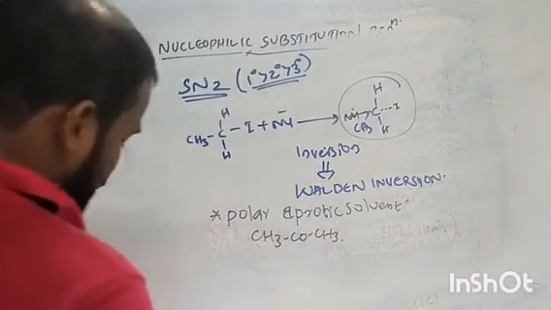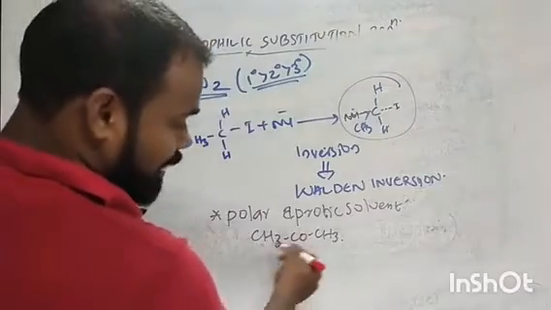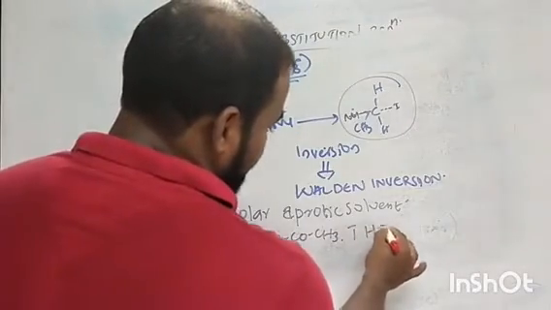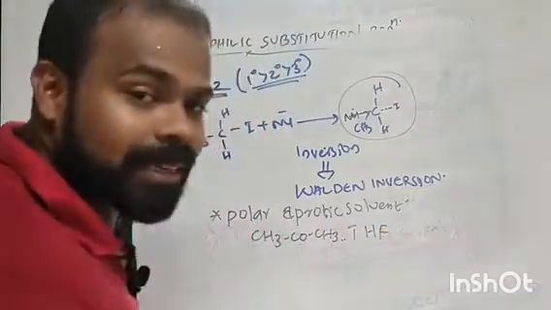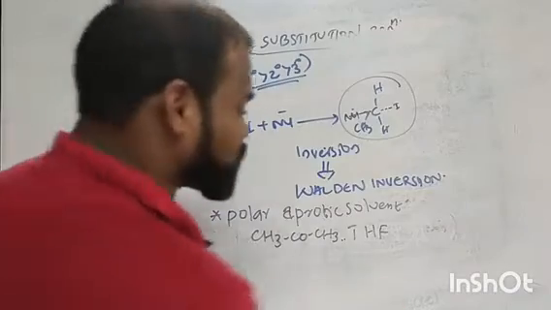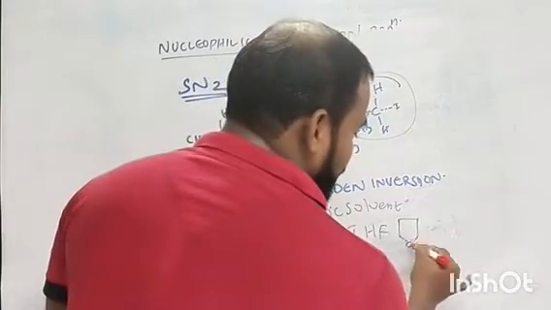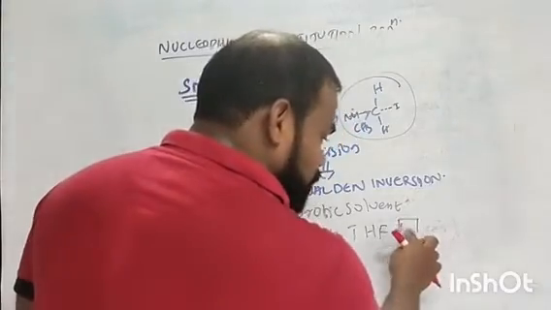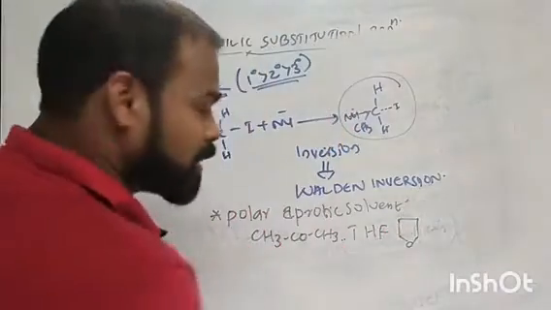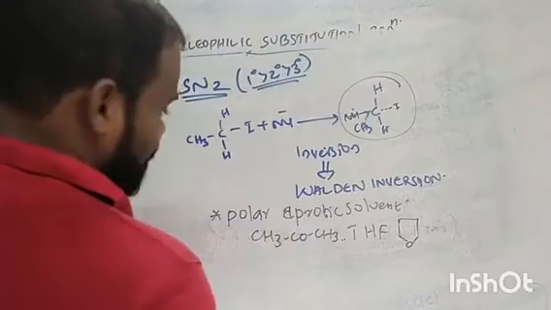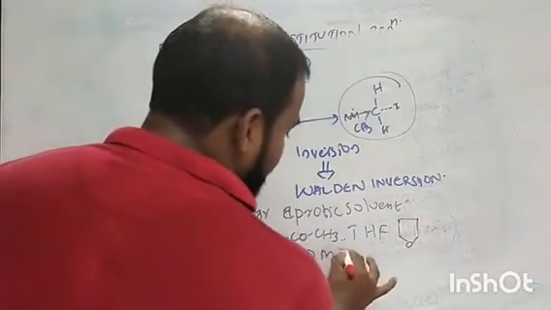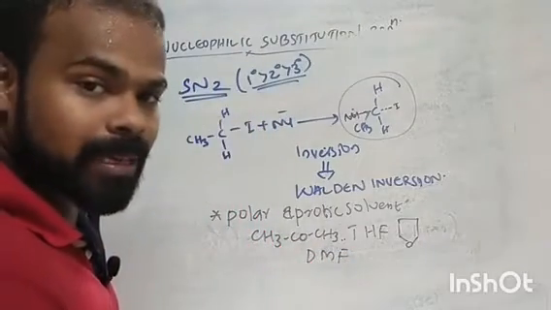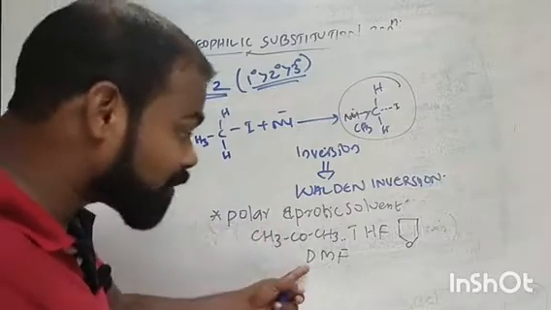CH3COCH3, what is that? CH3COCH3 is acetone. And THF, what is that? Tetrahydrofuran. Furan structure: here this one will be furan, and instead of these two double bonds we add hydrogen. This one is called THF. Then DMF, dimethylformamide. These all are examples of what?